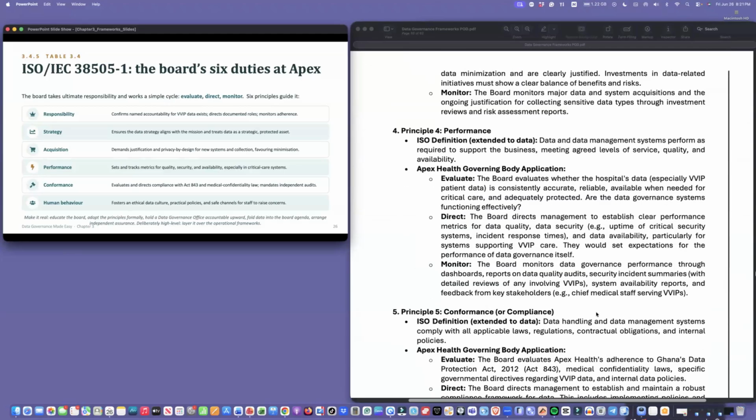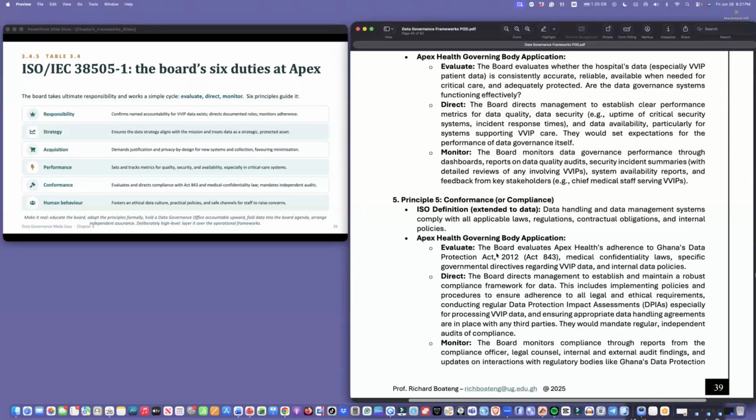Then they have got performance. So everything we evaluate, direct, monitor. This is why it's at the board level. They will define what they mean by performance according to ISO, and then they will follow the 3 steps. The same thing, conformance or compliance.